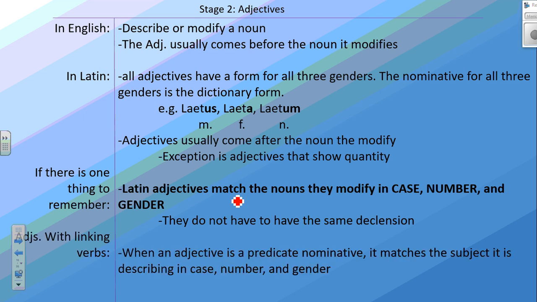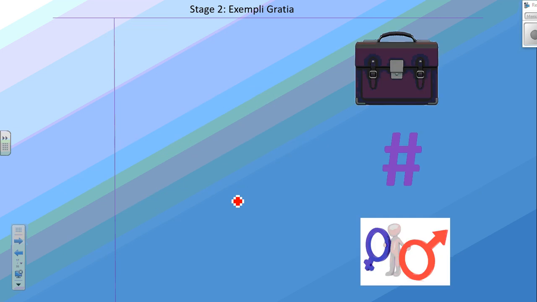When adjectives are with linking verbs, like in a predicate nominative, the adjective is going to match the subject in case, number, and gender. And you've actually already seen this. That's kind of the cool thing about this textbook. You've already seen all of this stuff happening. Now I'm just sort of explaining to you why it happens. So some examples. Remember, we're matching in case, number, and gender.